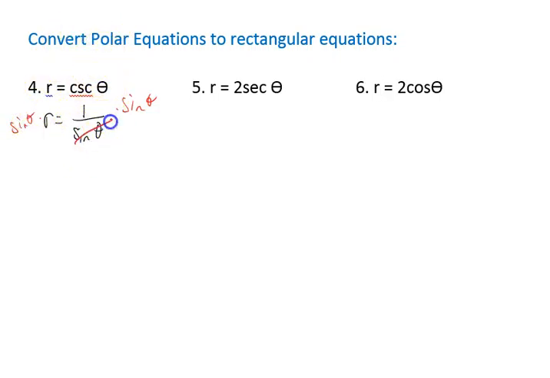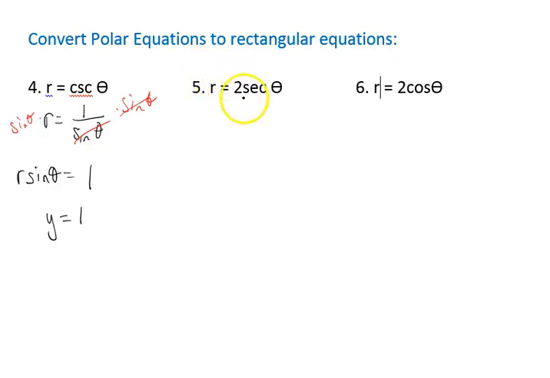And when you do that, these are going to cancel. And over here, I'm going to move the r to the front and have r sine theta equals 1. And r sine theta is the same thing as y. That does relate to one of the formulas. So this equation would be y equals 1.